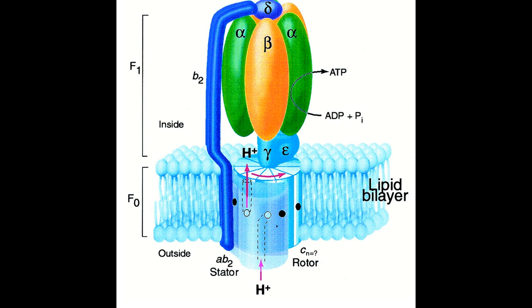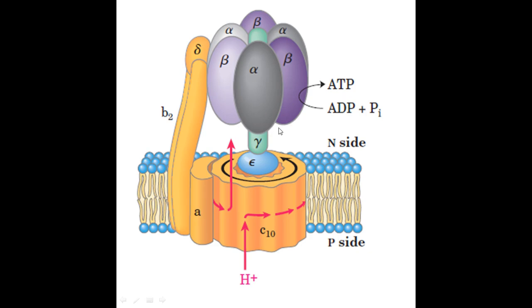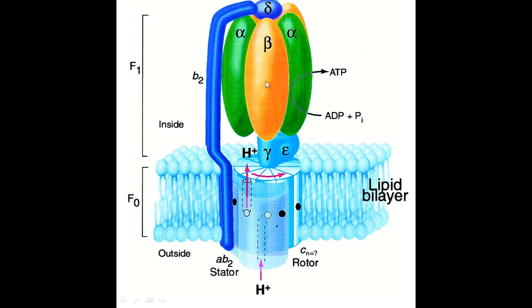I take it again. The beta subunit exists in 3 conformations. It can exist in a very tight state. The tight state is bonded to an ATP molecule. It can exist also in a loose state, which is bonded to an ADP and a phosphate. Or it can exist in an empty or a very loose state, which is bonded to none.